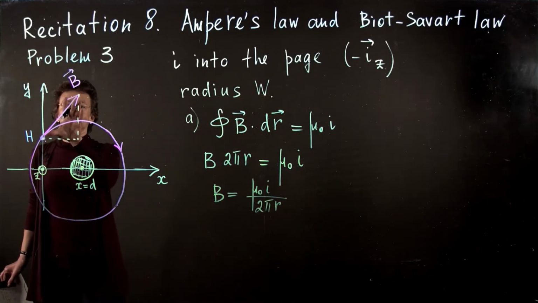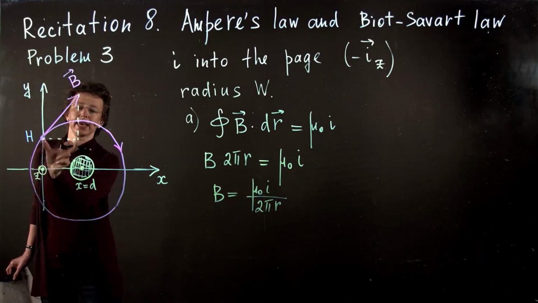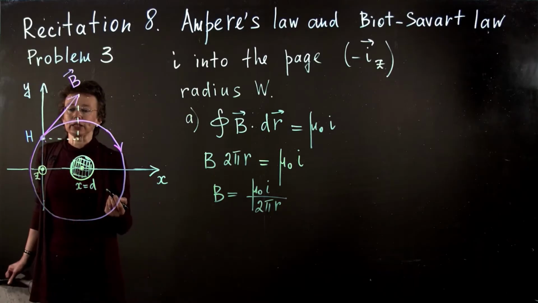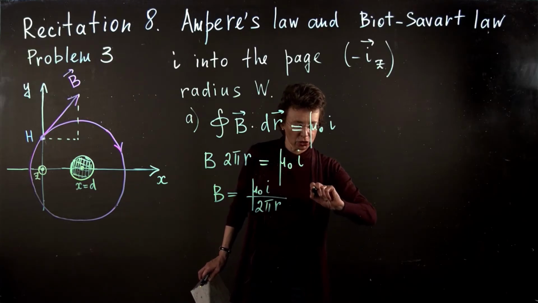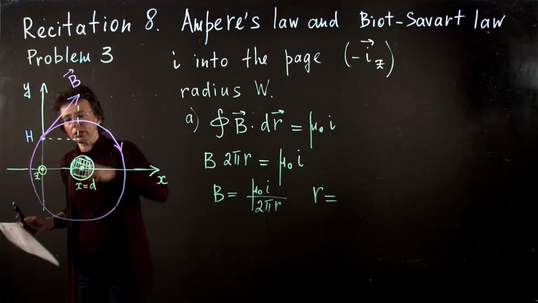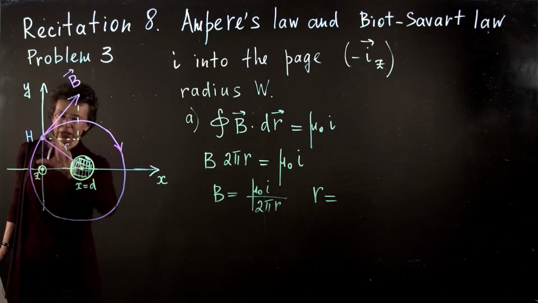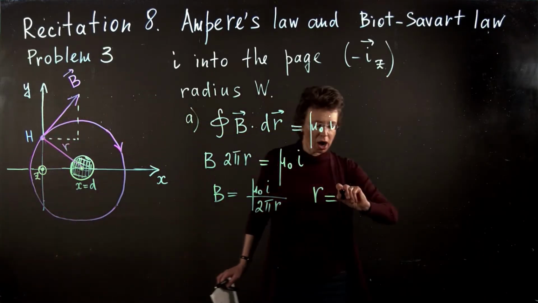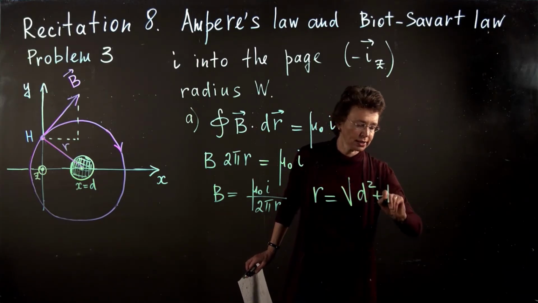Now, we know the length of this vector, and what they ask us to do in part A is to find X and Y components of this magnetic field. So we need to introduce an angle. Before we even start breaking B into components, we need to figure out what is R. So let's write what is R in terms of what is given. R, I will draw it. This is my R, and this R from this right triangle is square root of D squared plus H squared. R is square root of d squared plus h squared.